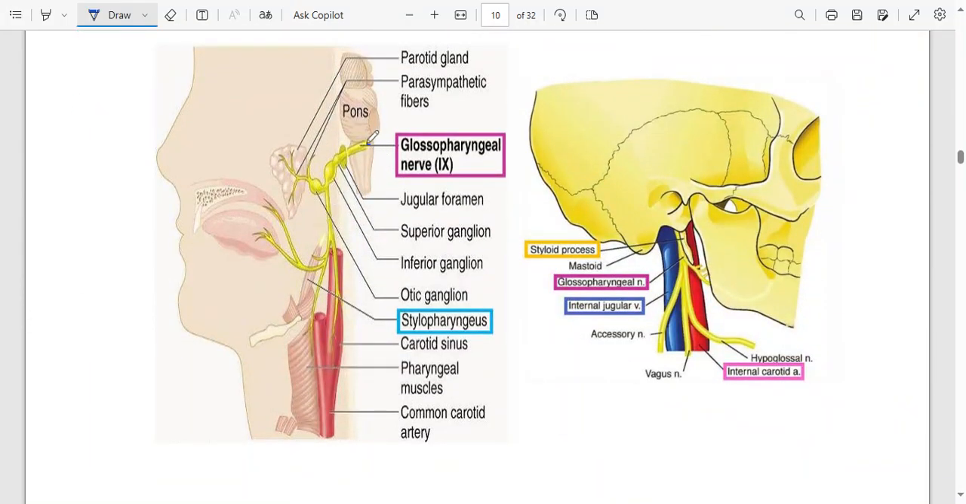Again, you can see the nerve going like that, passing in the jugular foramen. And then you have got the superior ganglion there. And then it continues to go down. Okay. And then at this point, it is ending up giving you the branches.